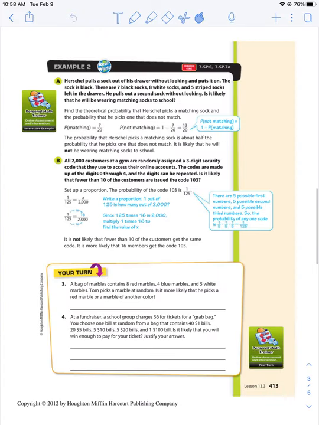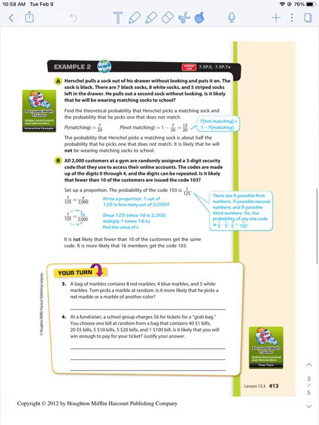All right, so our next example is going to look at events and their complement as well. So remember, a complement is the probability of it not happening, and an event and its complement added together equals 1. Okay, so Herschel pulls a sock out of his drawer without looking and puts it on. The sock is black.